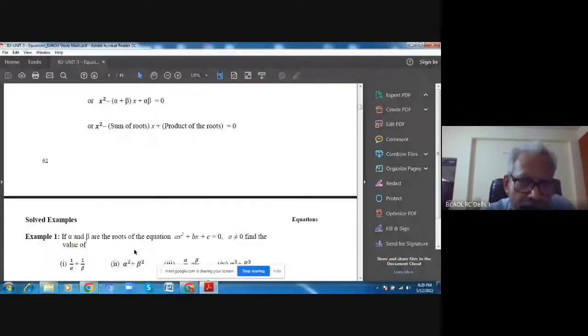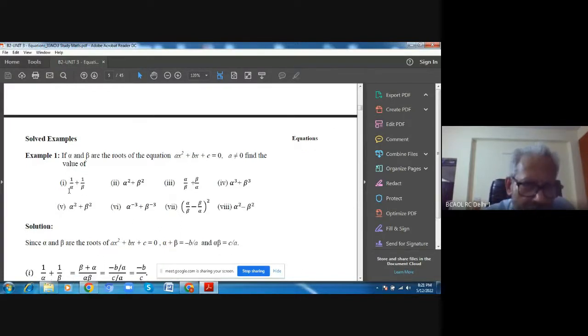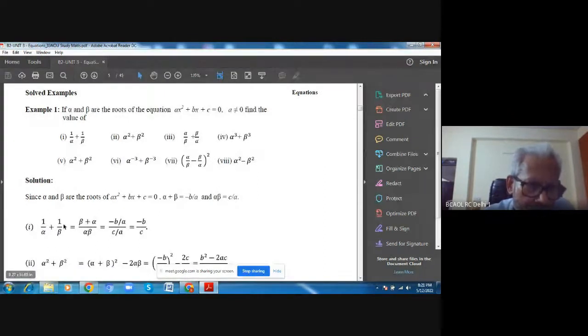Then the important part is here. Now, see an example. If alpha and beta are the roots of the equation x square plus bx plus c is 0, find the value of 1 by alpha plus 1 by beta. Simple thing. So the first part, what they did: take the LCM, so beta plus alpha divided by alpha beta. Simply this part comes. Then alpha plus beta and beta plus alpha is the same thing. Doesn't matter.